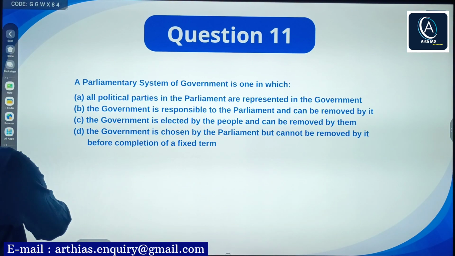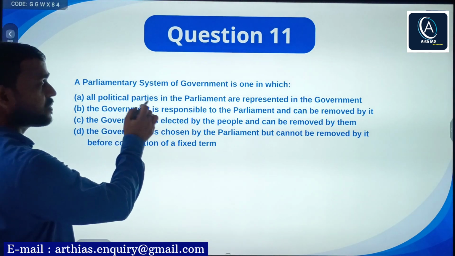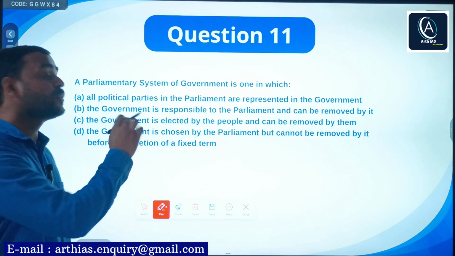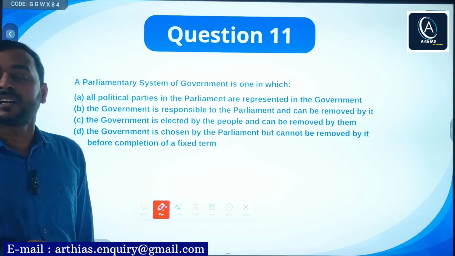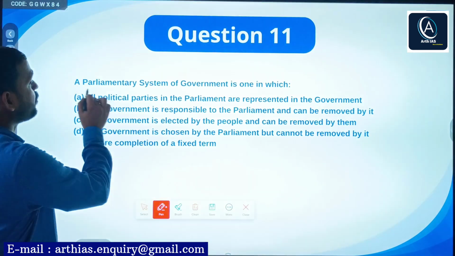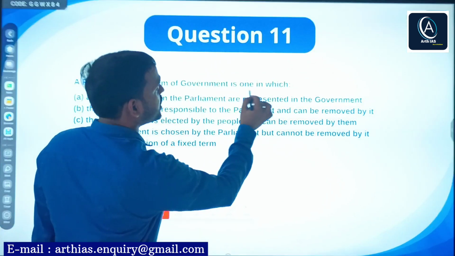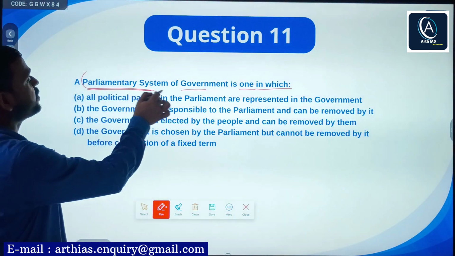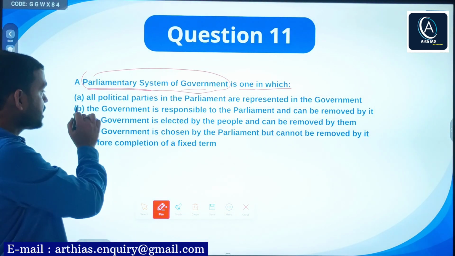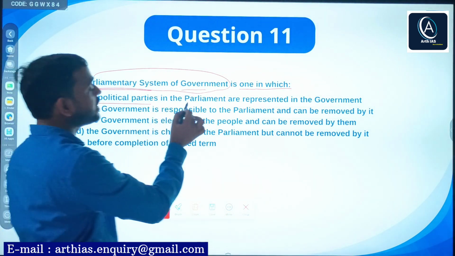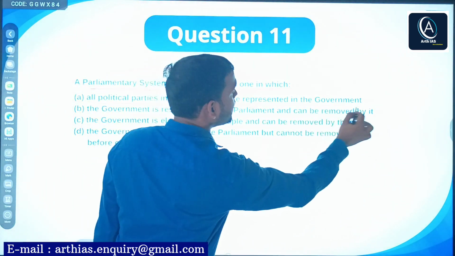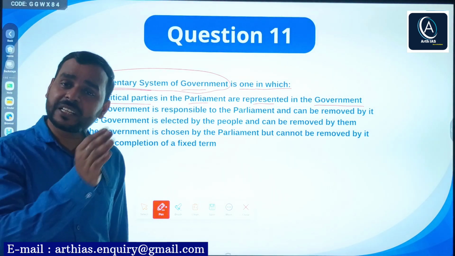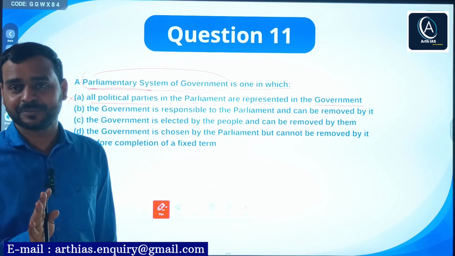Next, it is a very simple question, right? Even if you have read NCERT, you can easily answer this question. It says parliamentary system of government is one in which, right? So simply it asks about the parliamentary system of government. It says all political parties in the parliament are represented in the government. No, right? Only the majority party is represented in the government.